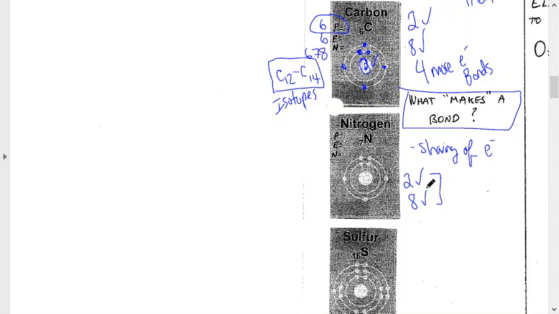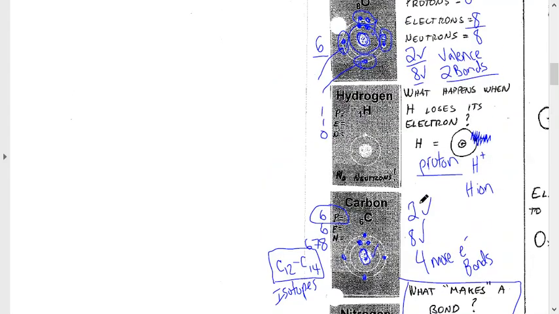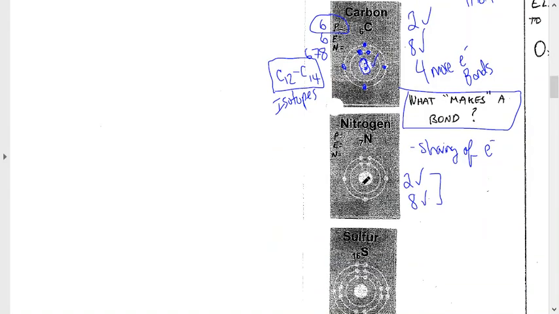And again, the valence shell is the outer shell. So the valence shell in hydrogen is actually going to be the one with only 2 electrons, but the valence shell in something like nitrogen is going to be the one with 8. And depending on how many electrons are needed in that valence shell, that's going to dictate the types of bonds and the number of bonds formed, etc.